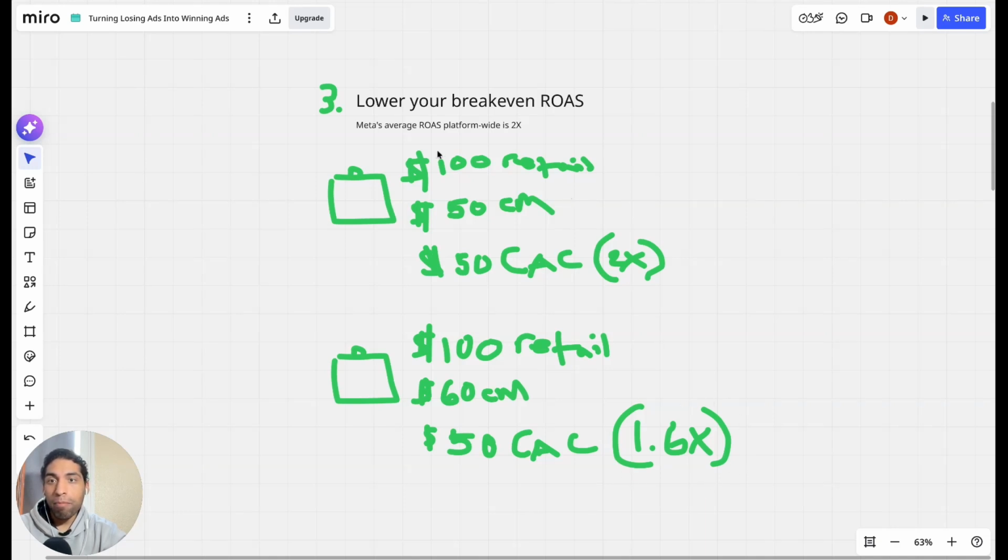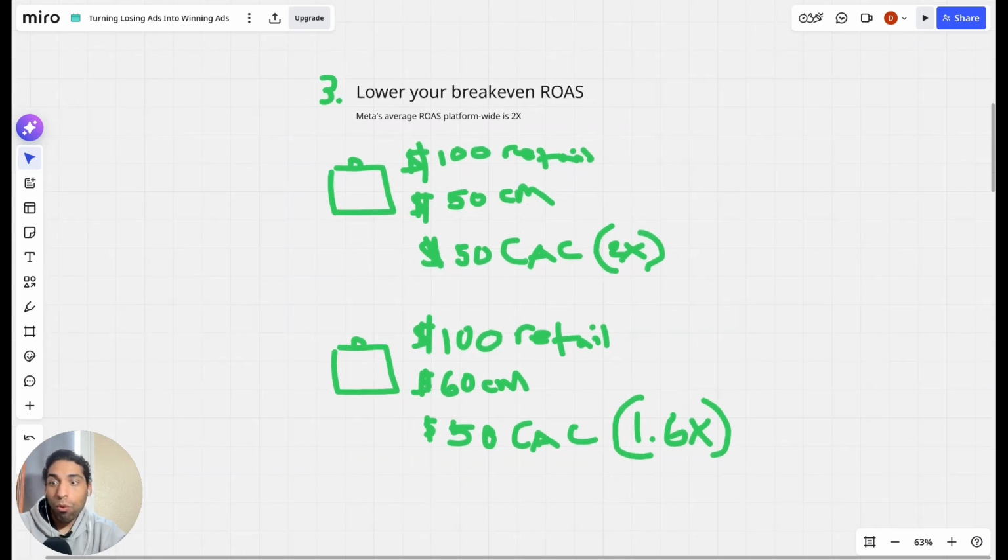In other words, even though Meta's average is a 2x ROAS, you can survive and grow with less. And if you can survive and grow with less, the better off you are. In fact, the lower you can get this number, this 1.6, if you can get it to 1.5, 1.4, 1.2, you're better off. Now, there's a realistic ROAS target you want depending on the different categories.